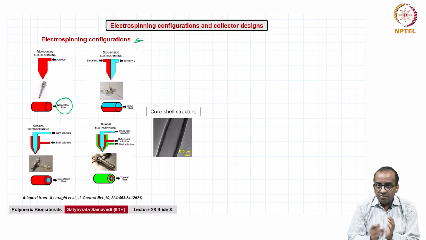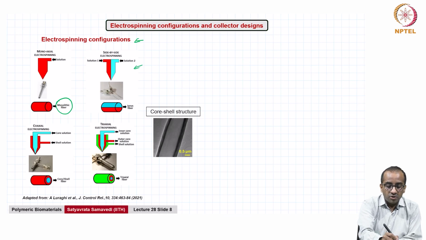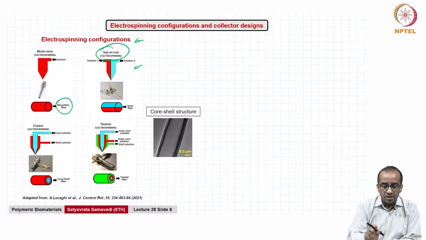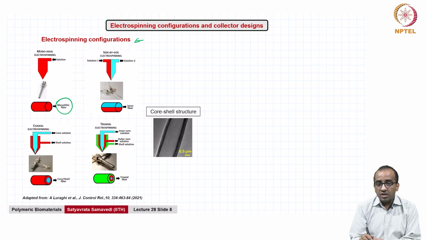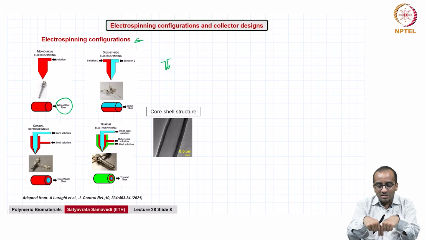You can also have variants of electrospinning by looking at different kinds of spinneret configurations, different kinds of collector configurations, which we are going to look at. So, one variant is what you call side-by-side electrospinning. So, where you do not have one polymer solution anymore, you have two polymer solutions coming side by side, right?